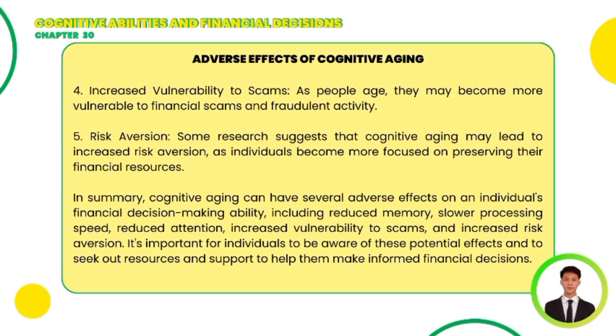In summary, cognitive aging can have several adverse effects on an individual's financial decision-making ability, including reduced memory, slower processing speed, reduced attention, increased vulnerability to scams, and increased risk aversion. It's important for individuals to be aware of this potential effect, to seek out resources, and to help them make informed financial decisions.